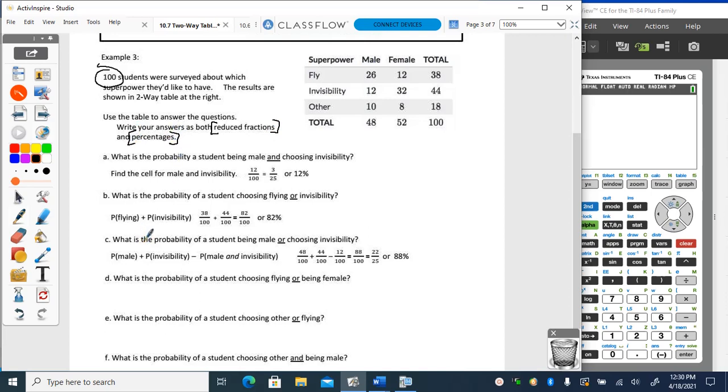So let's look at the first one. It says, what is the probability of a student being male and choosing invisibility? So that means that he would be a male and he would choose invisibility. How many students were male and picked invisibility? Well, that was 12. So it says find the cell for male and invisibility, find where they cross, and then that would be 12. So we'd have 12 over 100, reduce that to 3 over 25, or 12%. So we would want both of those answers. These met up in one single cell on the table.